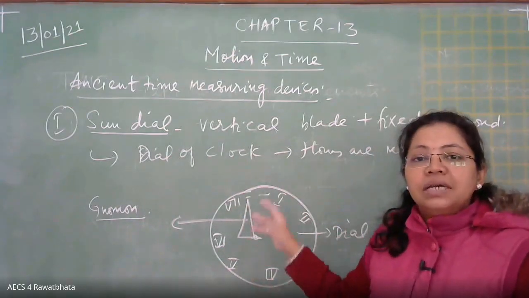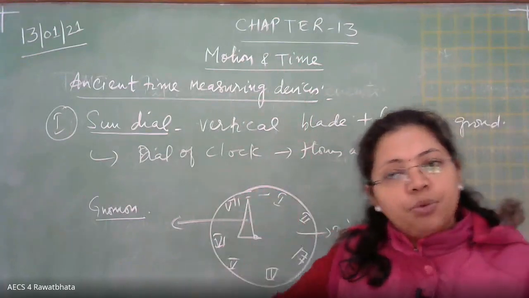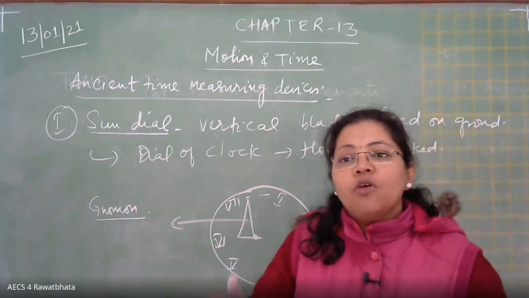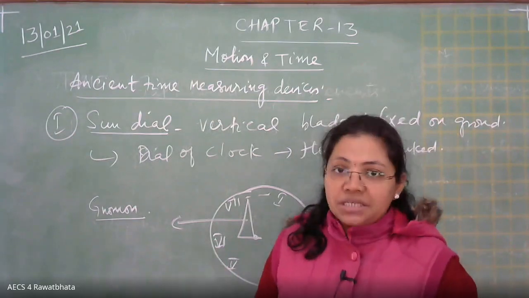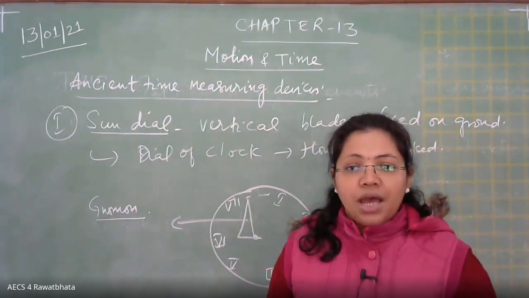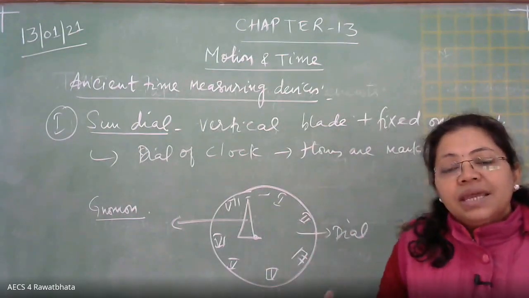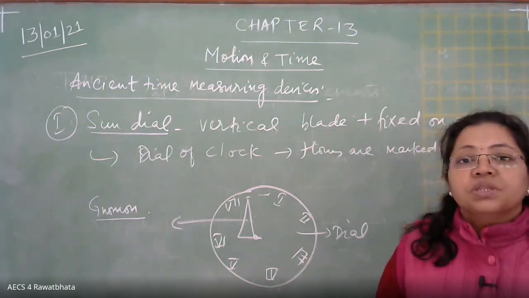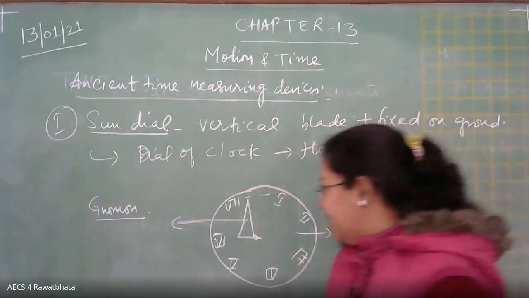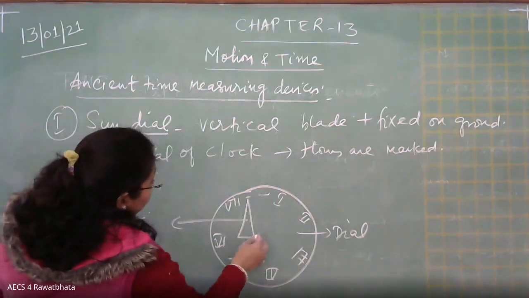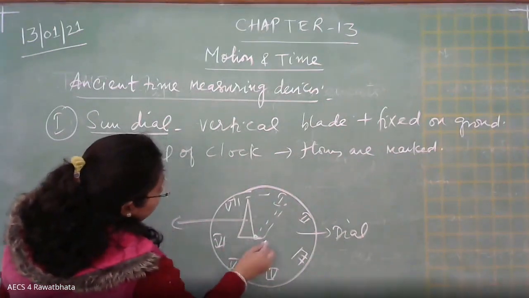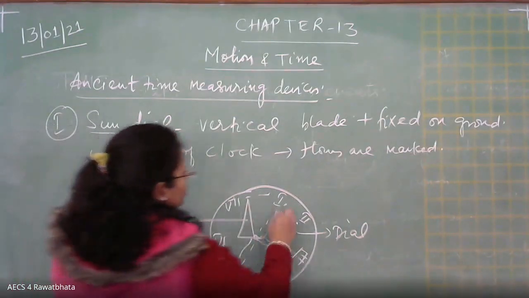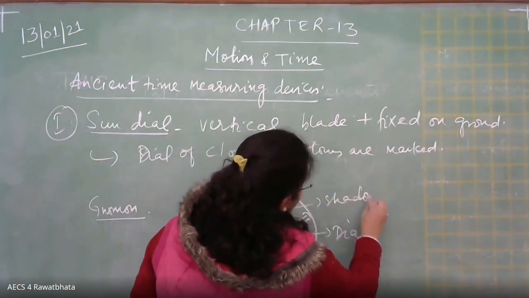Now we know that in a day the sun keeps on changing its position, and because of that the nature and position of the shadows of different objects also keep on changing, right? So by checking the nature and position of these shadows, they used to measure the time. For example, somewhere in the morning the shadow is here, and somewhere in the afternoon the shadow is here. Like that, by checking the shadow, they used to measure the time.